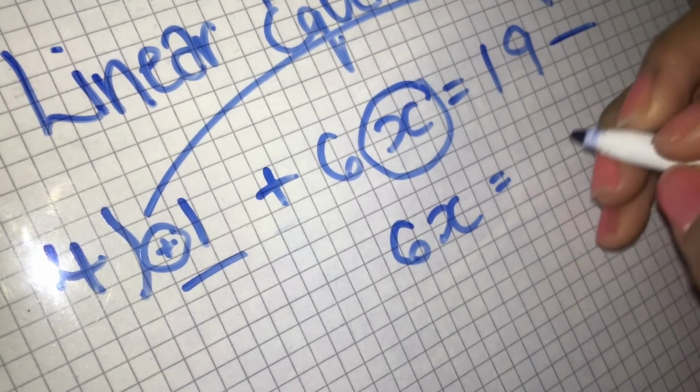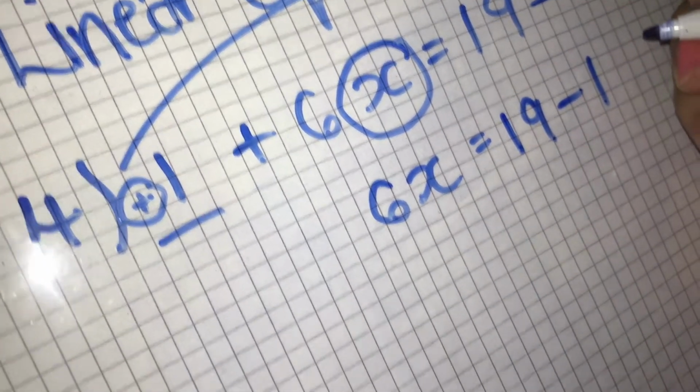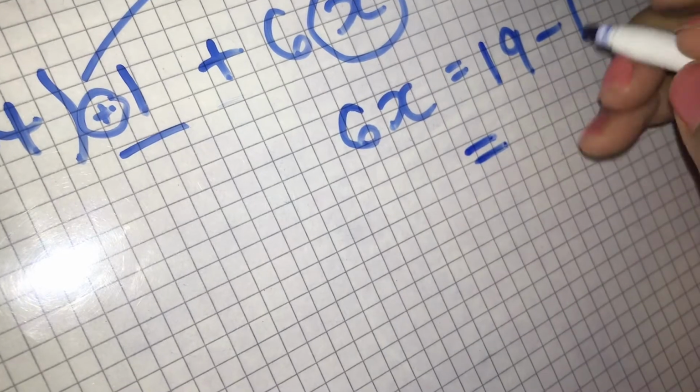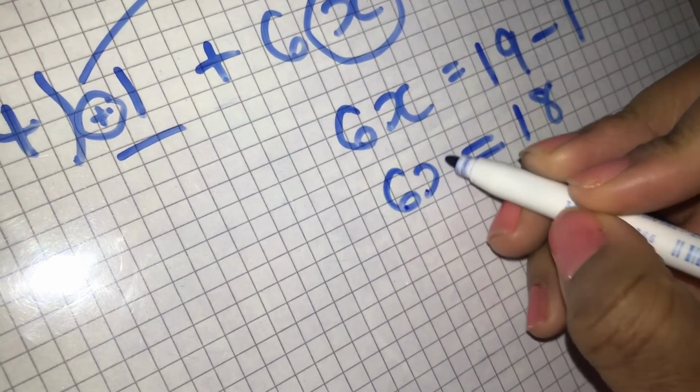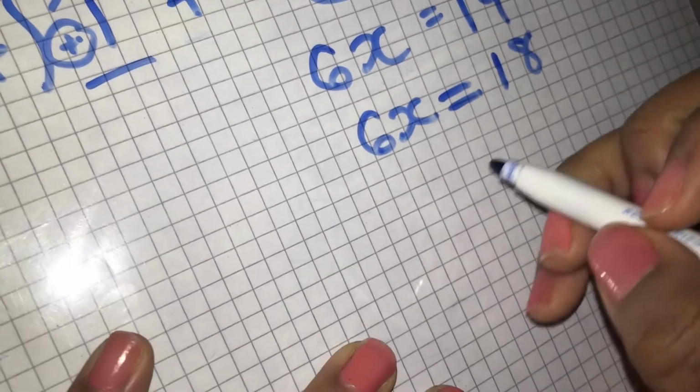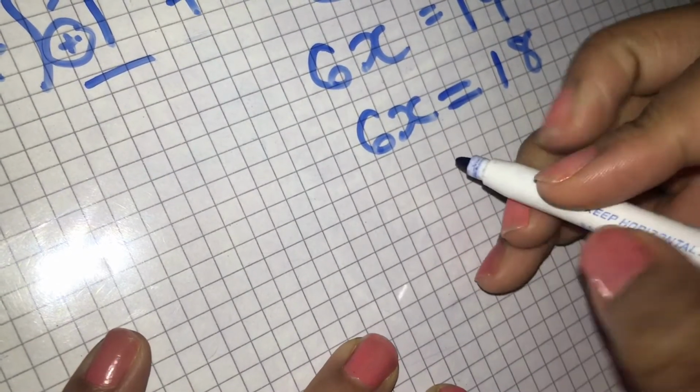So 19 minus 1. 19 minus 1 is 18. And then 6x will just be copied down here. We want to get this x on its own now.